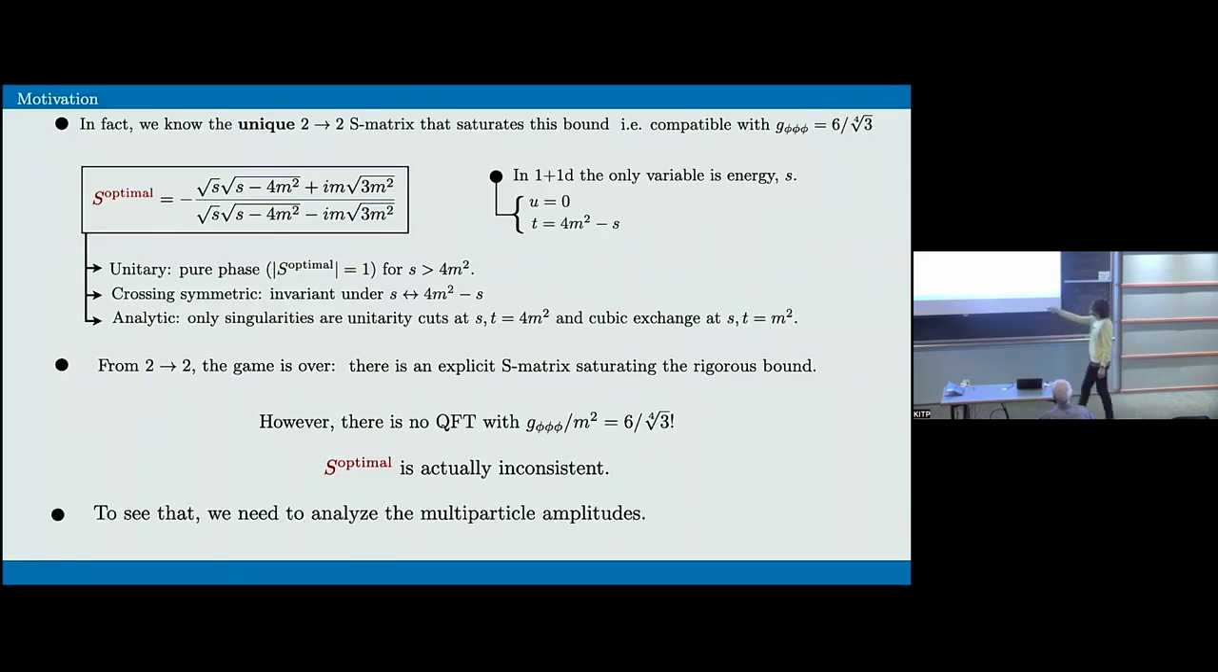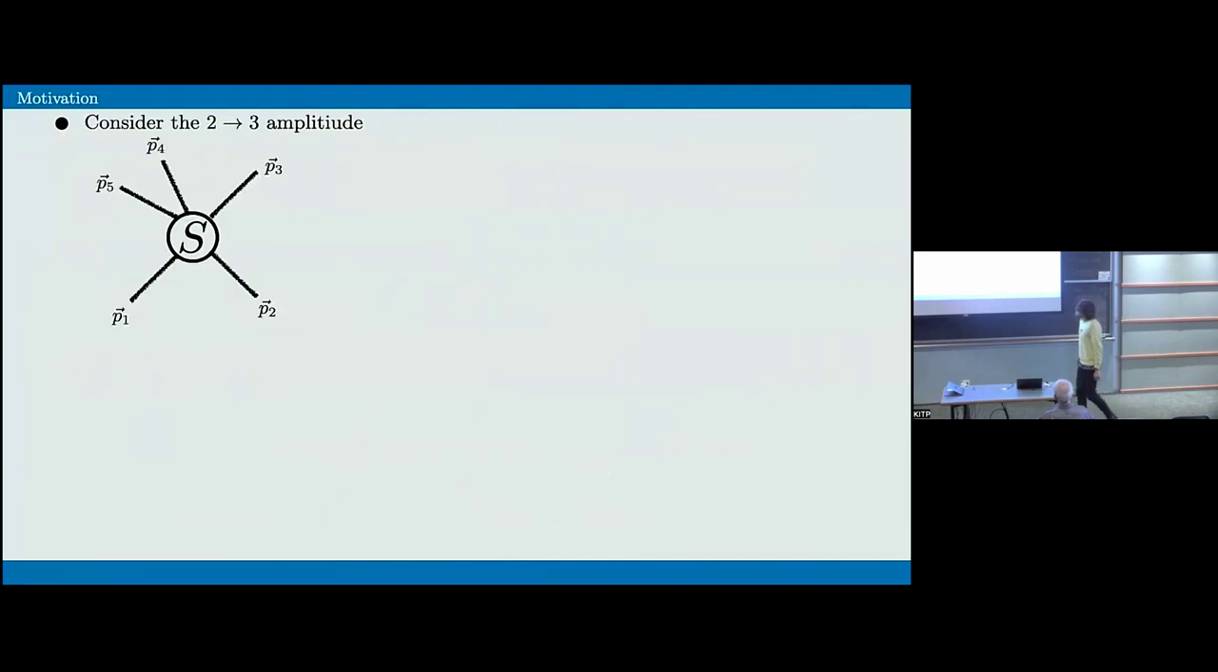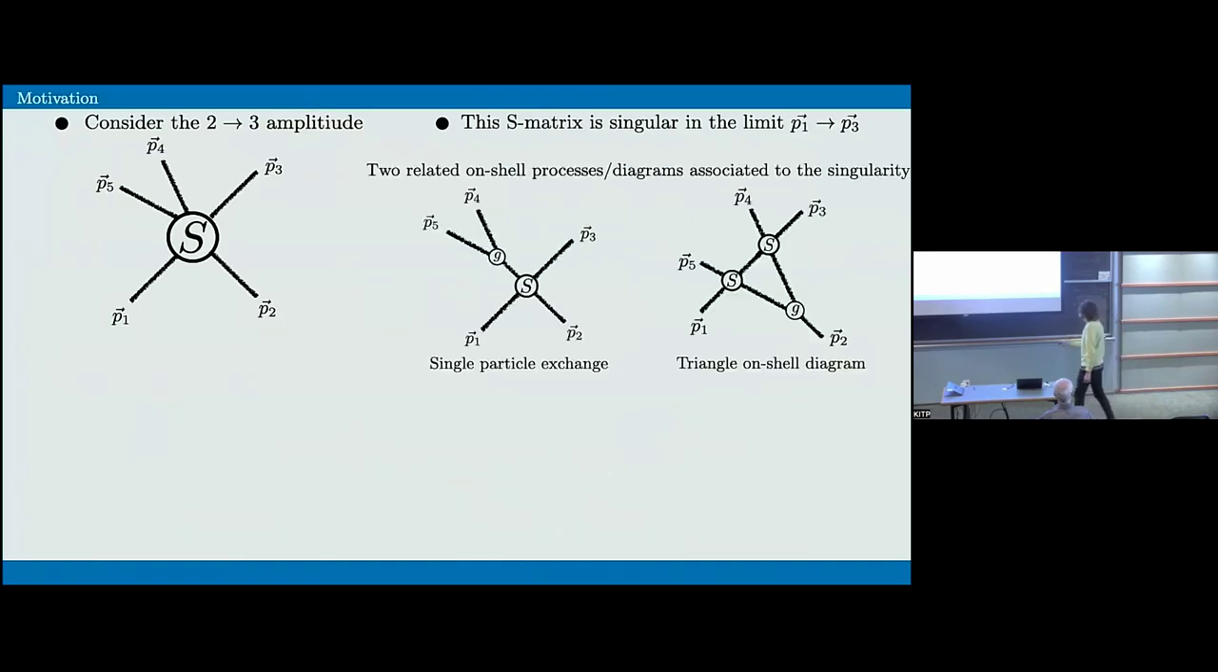So, to see that, we need to analyze the multiparticle amplitudes. So let's consider 2 to 3 amplitudes in this system. Now, generically, the 2 to 3 amplitude will have singularities. In particular, it will be singular in the limit in which P1 is equal to P3. So this incoming momentum P1 is equal to this outgoing momentum P3. The singularity comes from two related on-shell processes or diagrams that are associated with singularity. First, the single particle exchange, and second, this triangular on-shell diagram, where all internal lines are on-shell.